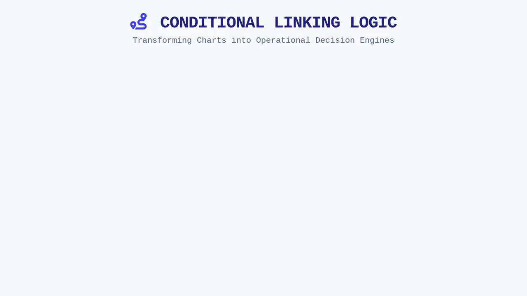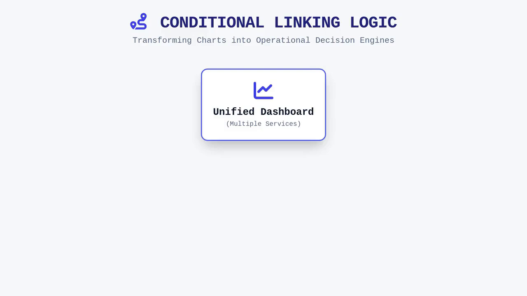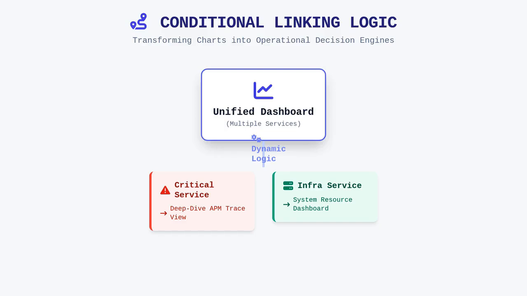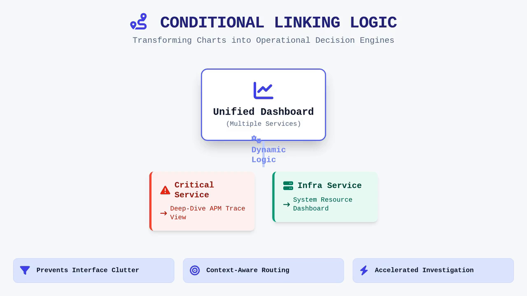Advanced implementations involve conditional linking logic that dynamically alters the link destination based on the selected data point. You might have a single chart displaying multiple services, where each service demands a different investigation workflow. Through the configuration interface, you can specify that clicking on a critical service routes the user to a deep dive APM trace view, while clicking on a supporting infrastructure service routes them to a system-level resource dashboard. This logic prevents clutter and ensures that users are always presented with the most relevant information for their specific context. This adaptability is what elevates a chart from a simple reporting tool to an operational decision-making engine.